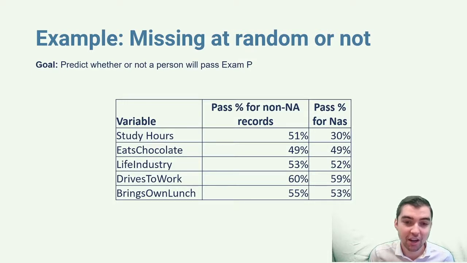If you look at eats chocolate, it's 49-49. That's probably random. Life industry, 53%, 52%. That also is probably random. Drives to work, random. Brings own lunch, 55%, 53%. There could be something here. It could be that people who bring their own lunch study while they're on their lunch break as opposed to going out of the office. So you could say that that's not missing at random.